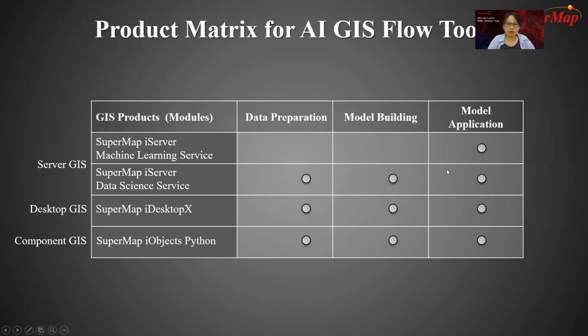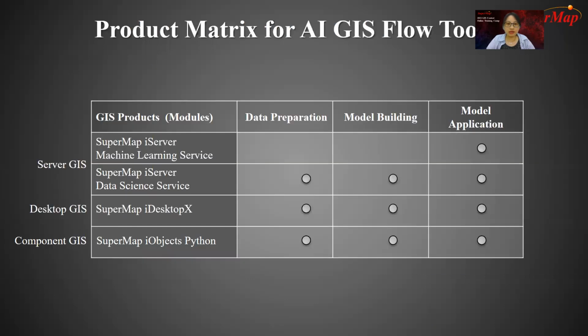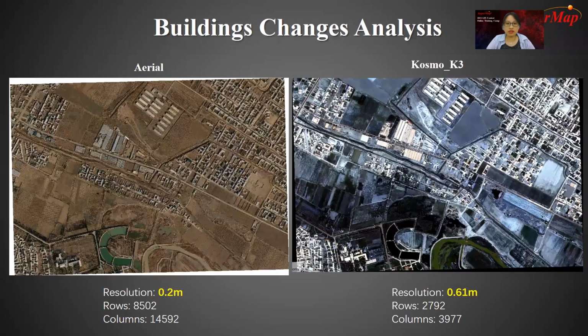So here I'd like to give you some applications by SuperMap Desktop X with AI GIS tools. This example is about building changes analysis.